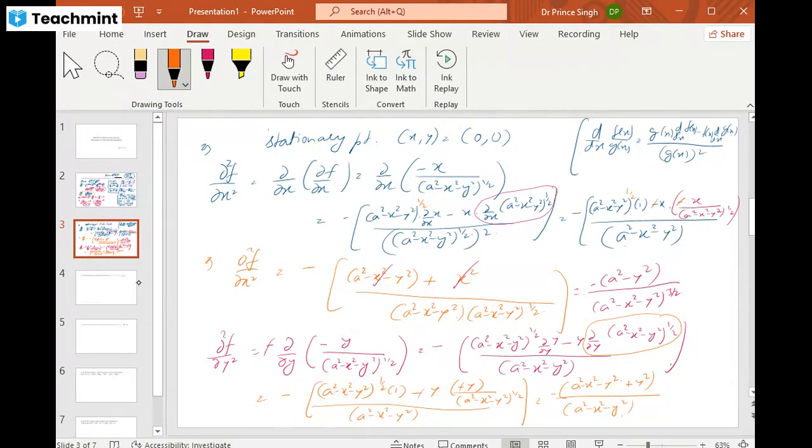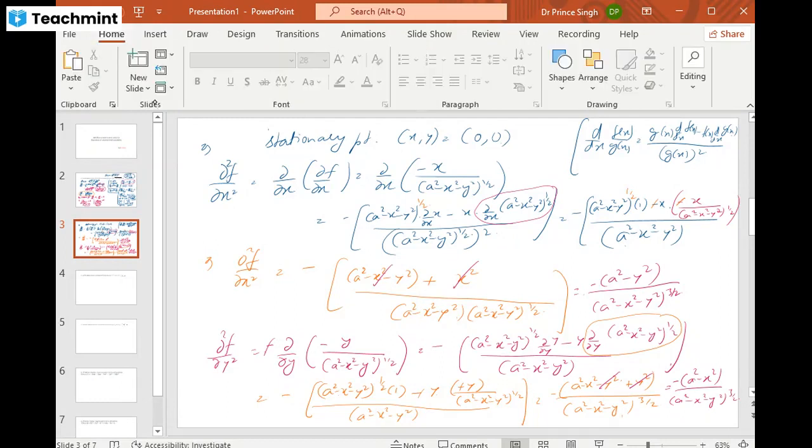1 and 1 by 2 become 3 by 2. So this time here, y² and y² get cancelled out. So its value is minus of (a² − x²) upon (a² − x² − y²) raised to the power 3 by 2. So you can see here, if I interchange x with y, you can get the same value, right?